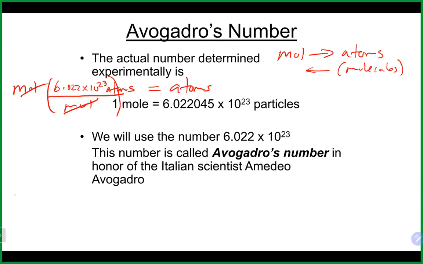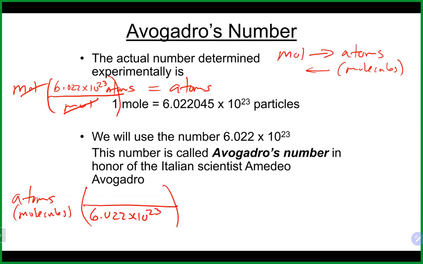If you are starting with atoms or molecules, you would divide by Avogadro's number. 6.022 times 10 to the 23 atoms per mole. Atoms will cancel, leaves you with moles. So again here, depending on which way you're going, you're either going to be multiplying by Avogadro's number or dividing by Avogadro's number.